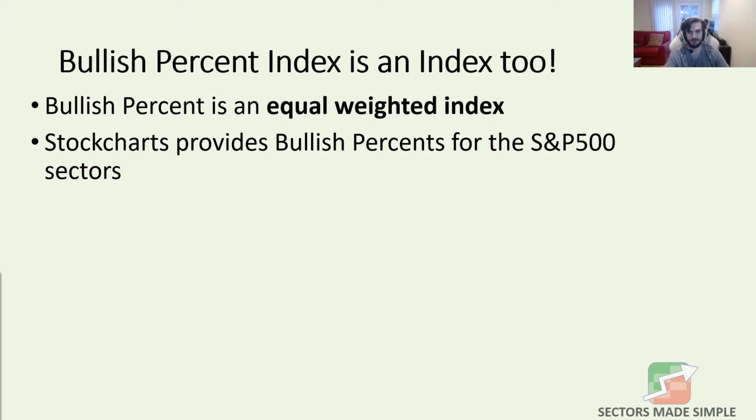So StockCharts provides us some bullish percent numbers. StockCharts gives us bullish percents for the S&P 500 sectors. So it will look at the energy sector in the S&P 500, take all of those companies and give you a percent. 60% of the companies are on a buy signal, it'll say, or 40% are on a buy signal, and then charts that over time. So we know, are more companies going on buy signals, or are more companies going on sell signals?